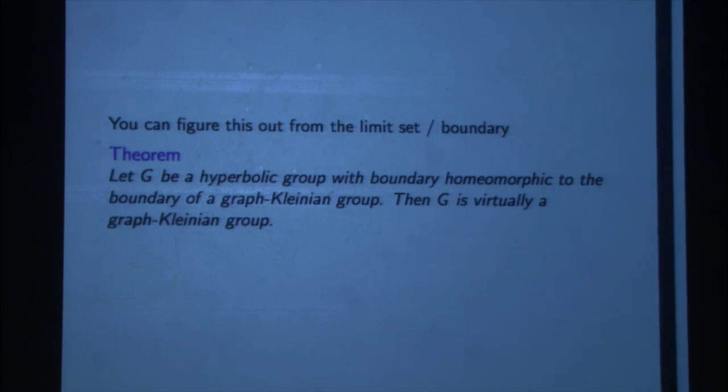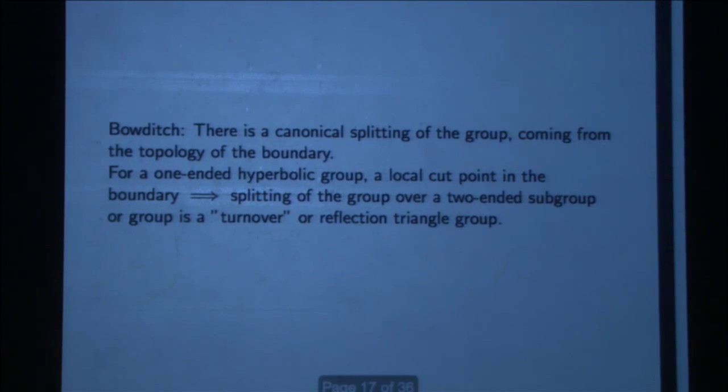Okay. So this is one thing that you can see from the limit set boundary. You can see that you're of this type by looking at the limit set boundary. Suppose you have a hyperbolic group with boundary that's homeomorphic to the boundary of a graph Kleinian group. Then G is virtually a graph Kleinian group. This follows right from work of Bowditch.